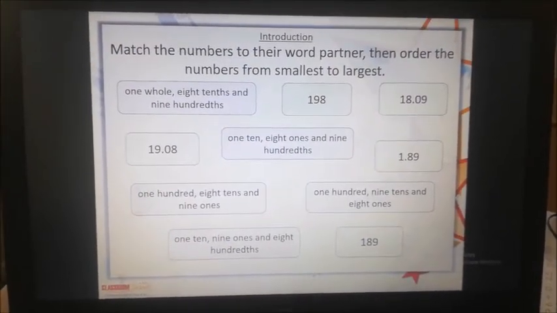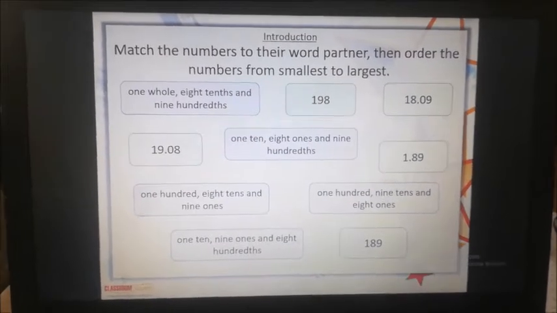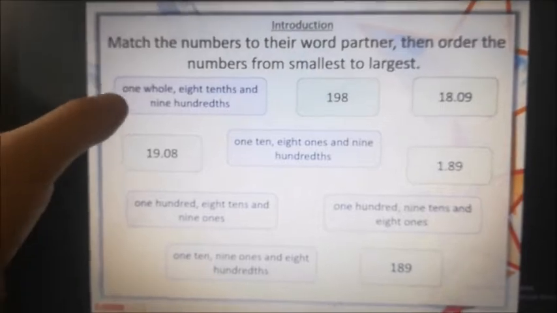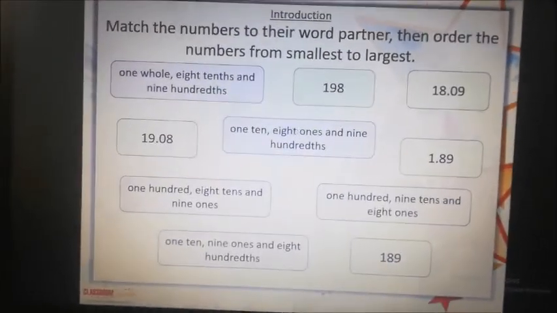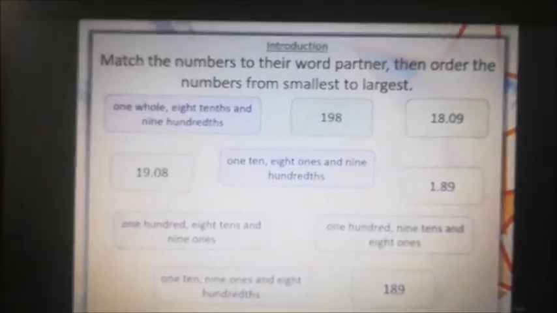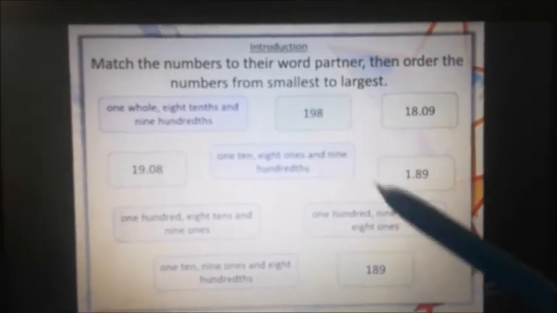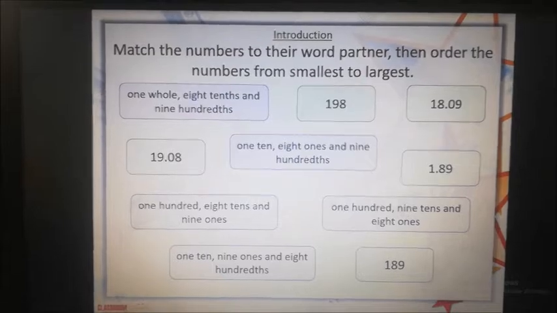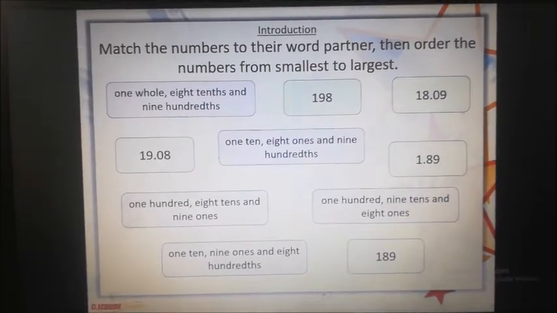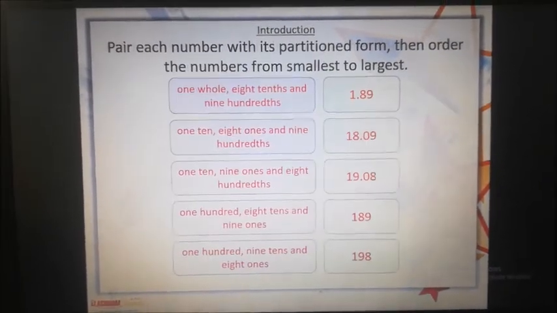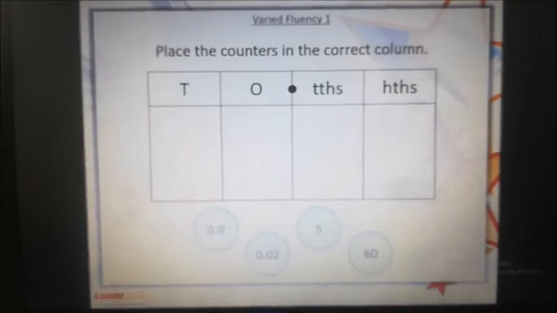Guess one here, match numbers to their word partner, then order numbers from smallest to largest. So if we look in the top left, 1 whole, 8 tenths and 9 hundredths. We've got 1 whole down here, 8 tenths, 9 hundredths. So those two would match. You don't need to write anything down for this one. You could just pair them up and then think about which ones are the smallest and which ones are the biggest. Obviously, the answers are to show.